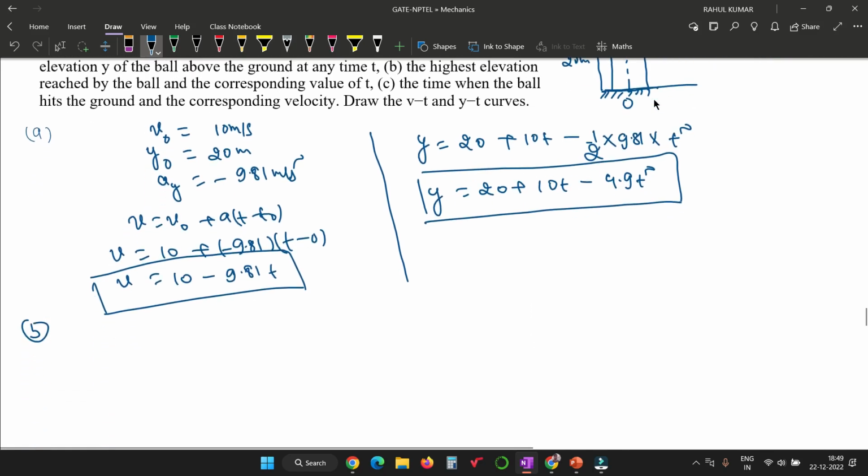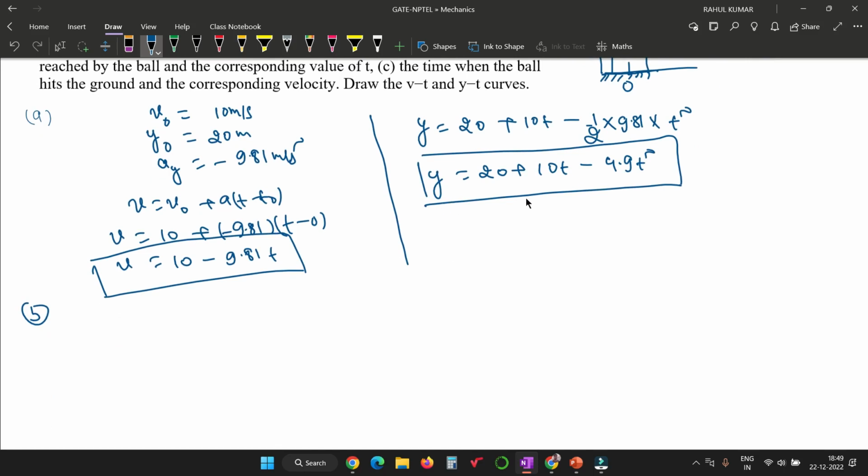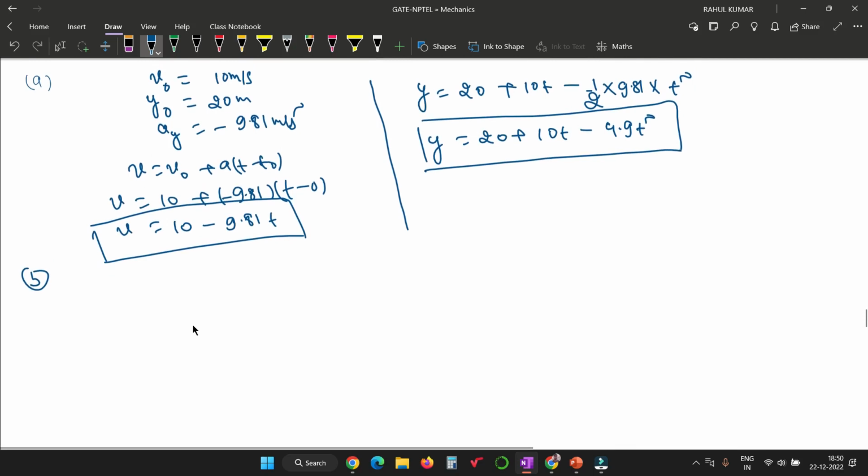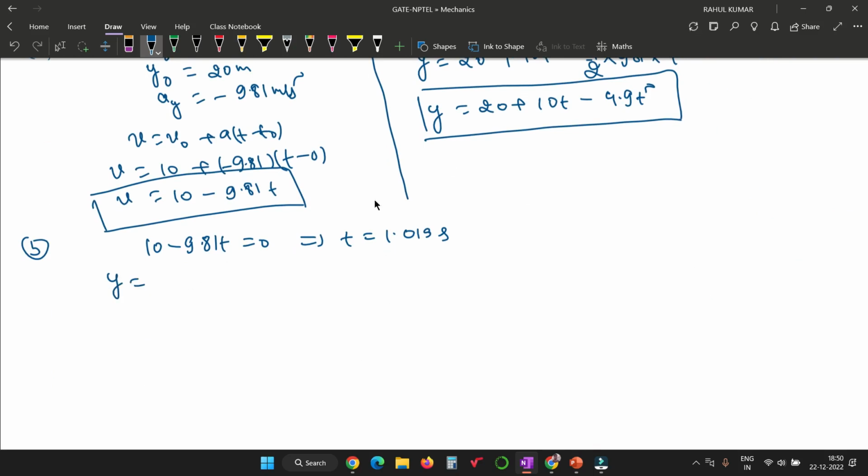So there are two methods to solve it. The first method is to differentiate this and put dy by dt equal to 0, and the second is to just substitute v as 0. The smartest way is to put v equal to 0. So 10 minus 9.81 t equals 0, and you will get t equal to 1.019 second. So the highest elevation: at the place of t, you put 1.019, and you will get 25.1. Yes, 25.1 meters.